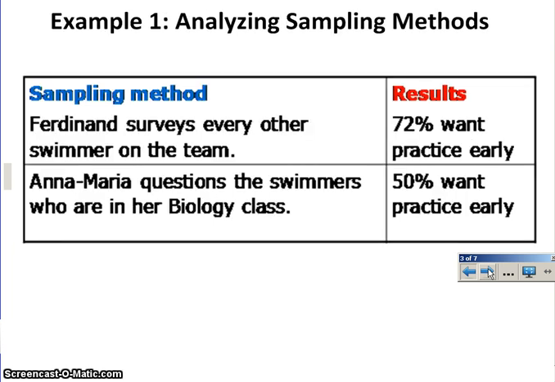Okay, another example. Ferdinand surveys every other swimmer on the team. Okay, 72% of them want to practice early. Anna Maria questions the swimmers who are in her biology class, and only 50% of them want to practice early. Well, maybe biology is their first hour, and it's a really tough class, so they don't want to have to come in and practice before school. But that's not really fair because we need to ask the whole team and see what a random sampling of the team would be, because maybe some people have after-school activities, and they want to practice in the morning. So the way Ferdinand did it, where he asked every other member, that's a better survey. It's not biased.